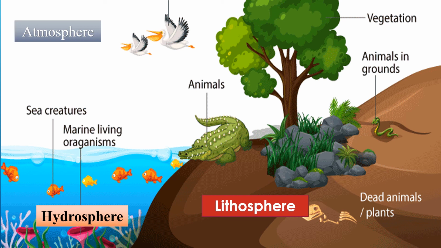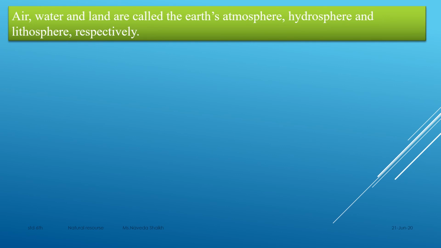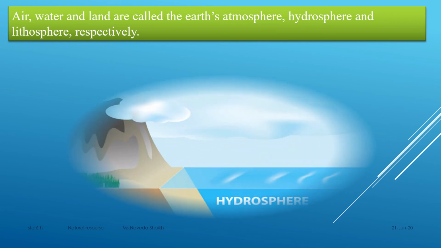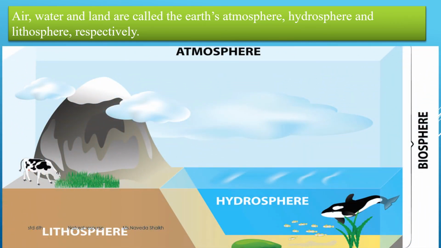So these three things are extremely important, where air, water and land are the atmosphere, hydrosphere and lithosphere respectively. Air is atmosphere, land is lithosphere and water is hydrosphere. Okay, so you have to remember these things. Now all these three things, they comprise together and they form biosphere.